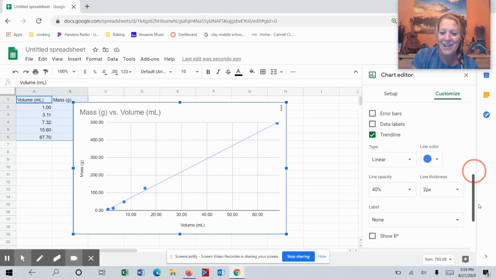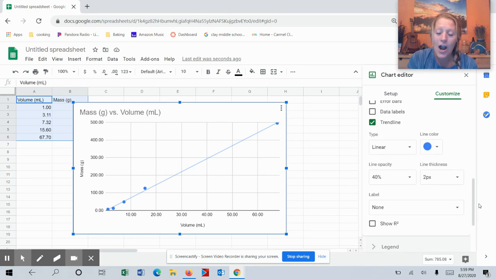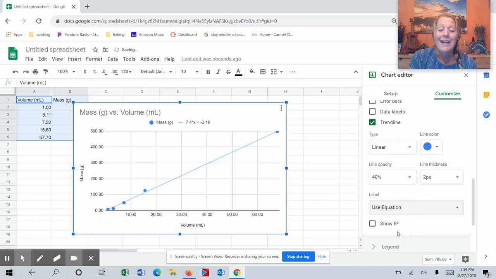Scroll down once again, and you will see other options show up. You can change the color. Right now, it's set at linear. That's what I want for my current data. Later in the year, we will change this, but for now, keep it at linear. And now, under label, I want to use the equation of the line. Now I have good data, a great scatter plot, a trend line, and an equation for that line. I am ready to analyze my data.